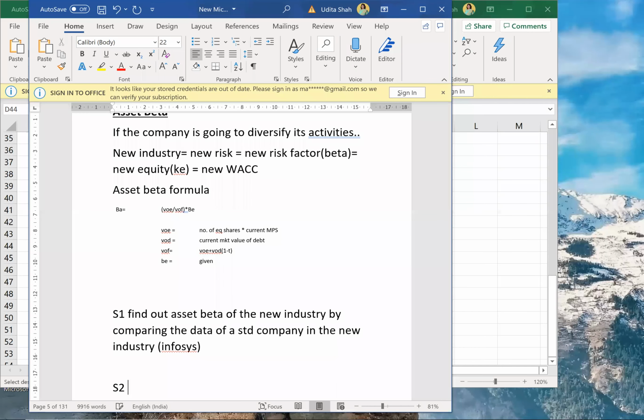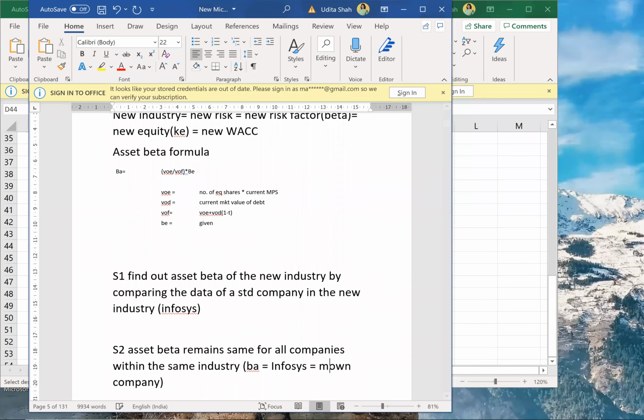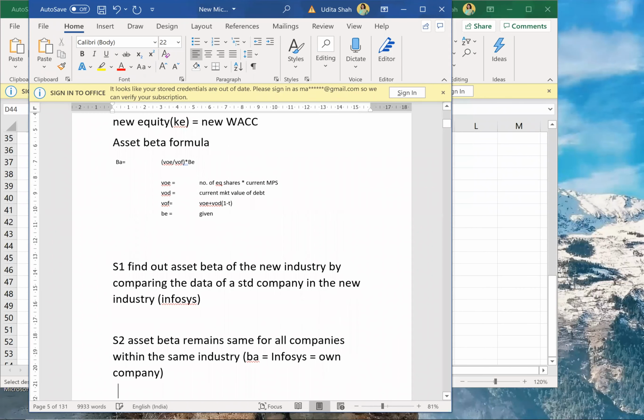Now, asset beta remains the same for all companies within the same industry. So beta of asset will be the same for Infosys and the same for my own company. Correct? Irrespective of the company, beta of asset still remains the same.